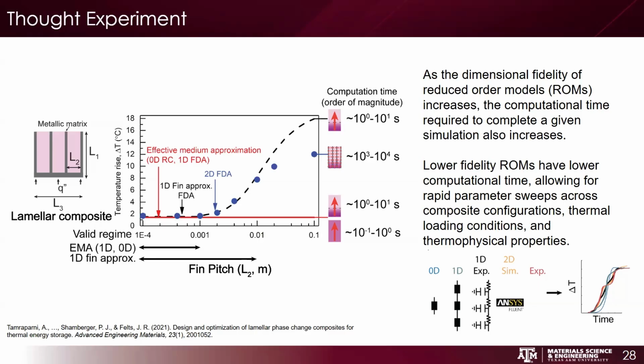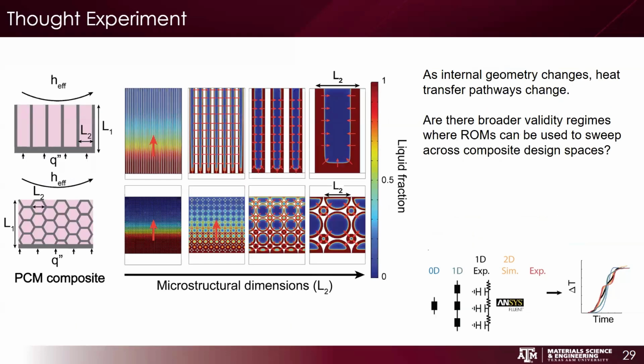The issue then is if you're trying to model everything as 2D, or even 3D, in COMSOL or ANSYS, these computations take a really long time. So if you're going to sweep across pore sizes, it's really computationally expensive. So first, we're trying to see if there are some validity regimes over which we can do lower order models and how these lower order models can predict thermal impedance of the system.